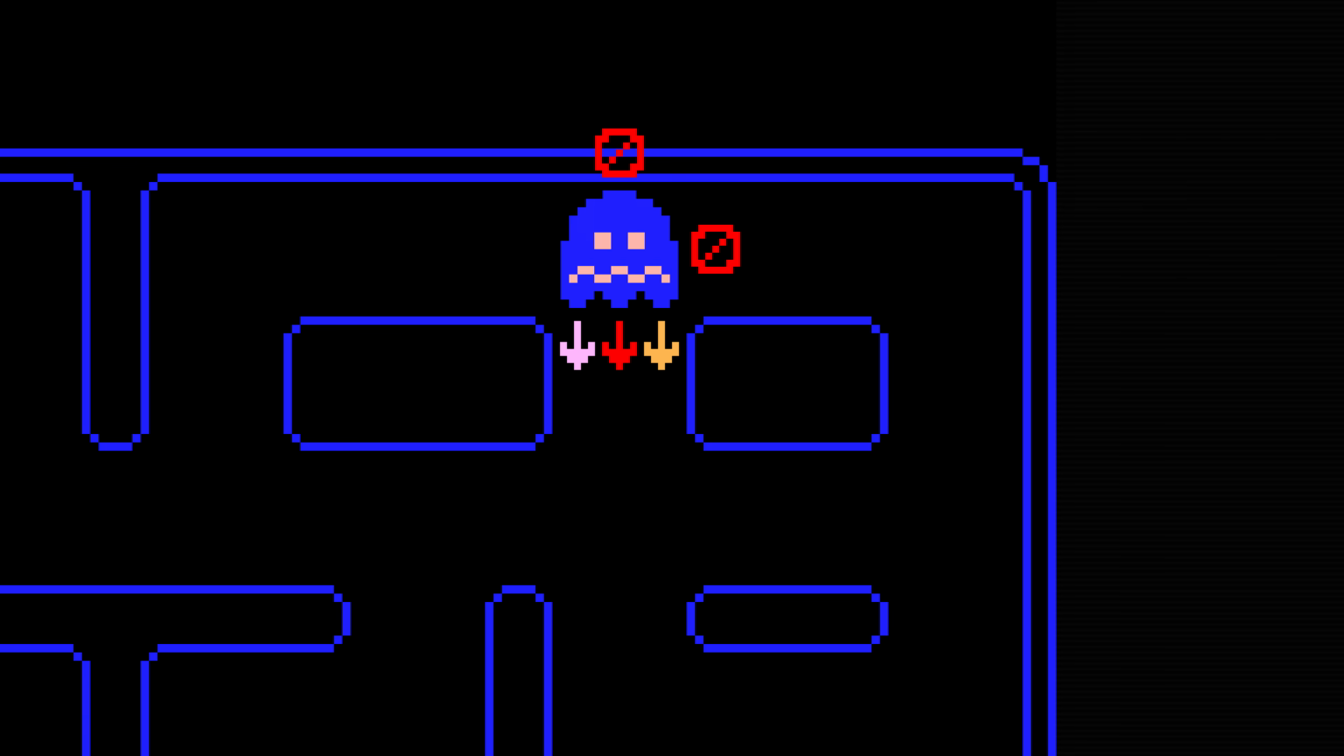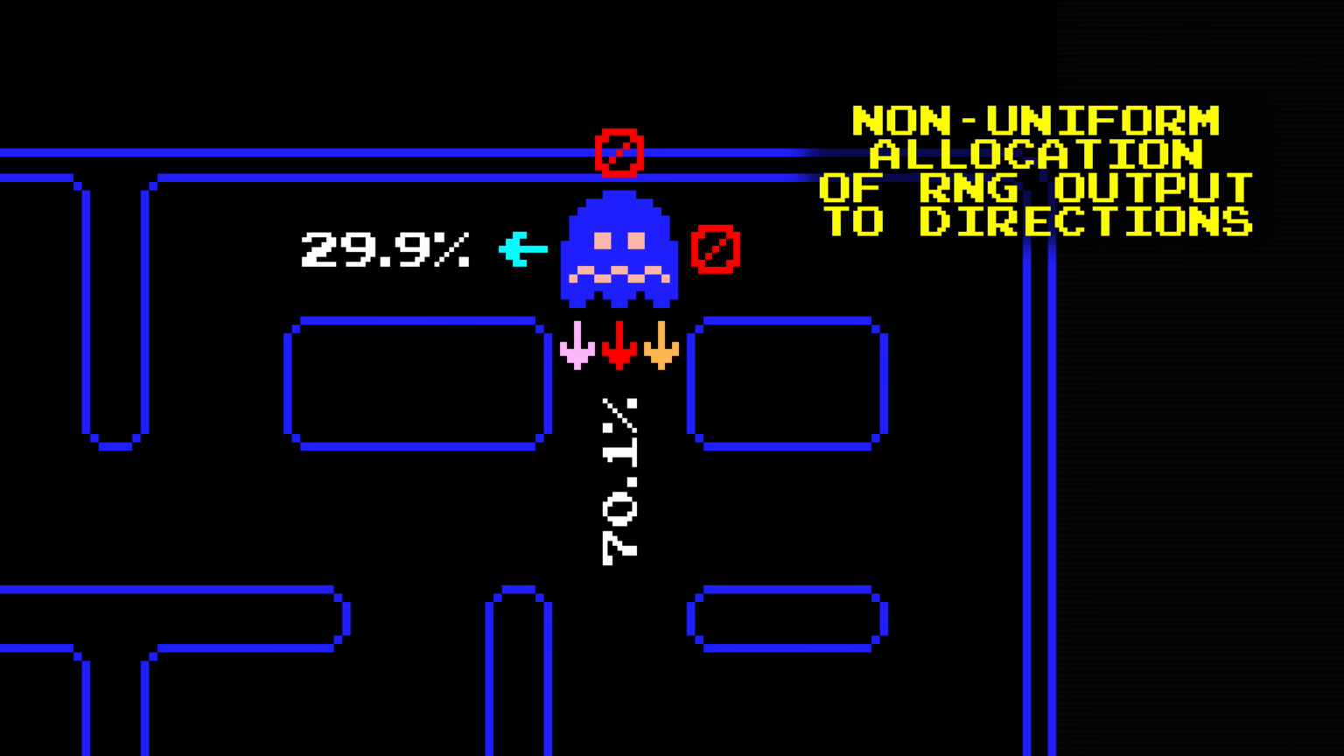The only way a ghost can go left at this intersection, if they are coming in from the right, is if left is chosen from the start. According to the chart we made earlier, this would be a 29.9% chance. This leaves a whopping 70.1% chance for the ghost to choose to move down. This is the second flaw of the frightened ghost's behaviors. The allocation of random numbers to directions is not uniform either.